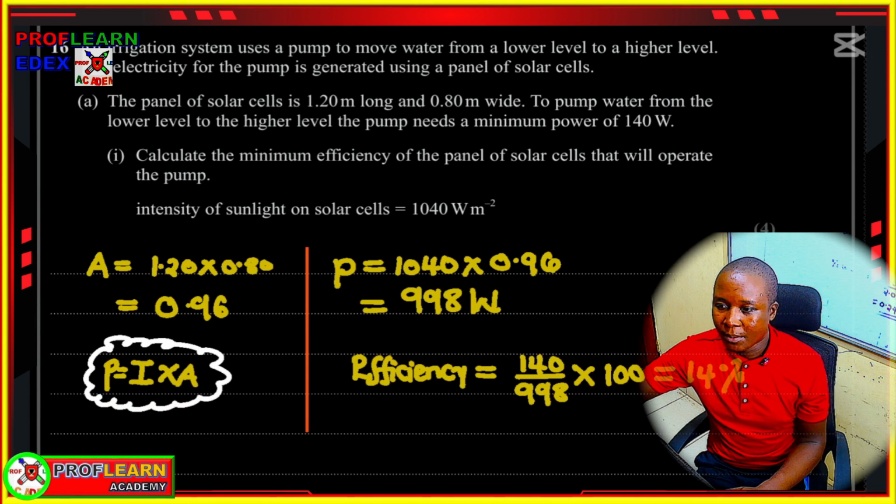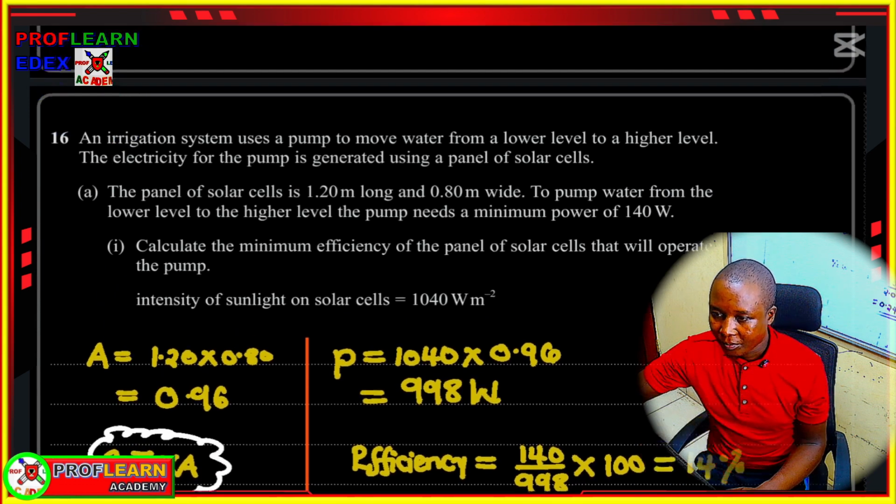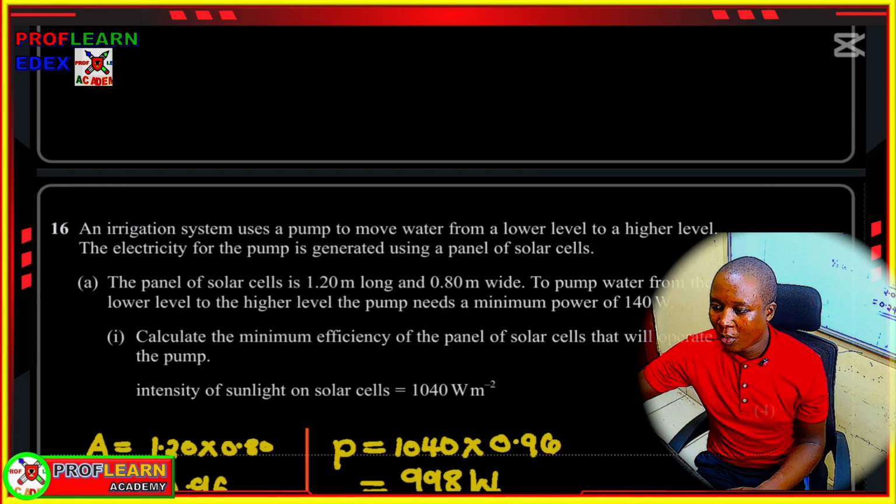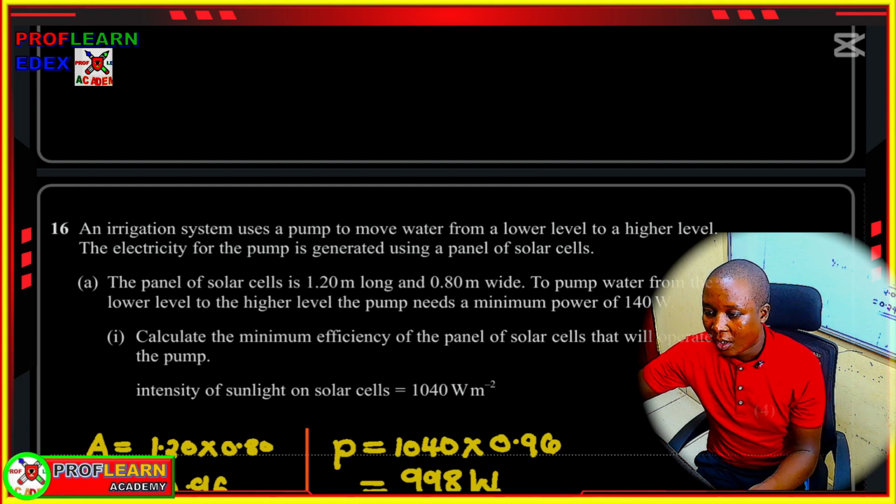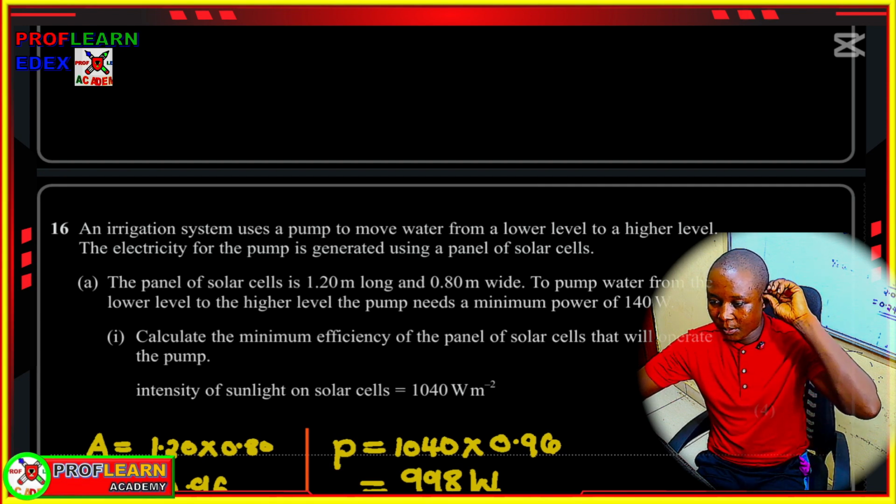An irrigation system uses a pump to move water from a lower level to a high level. The electricity for the lamp is generated using a panel of solar cells. The panel of solar cells is 1.2 meters long and 0.8 meters wide.